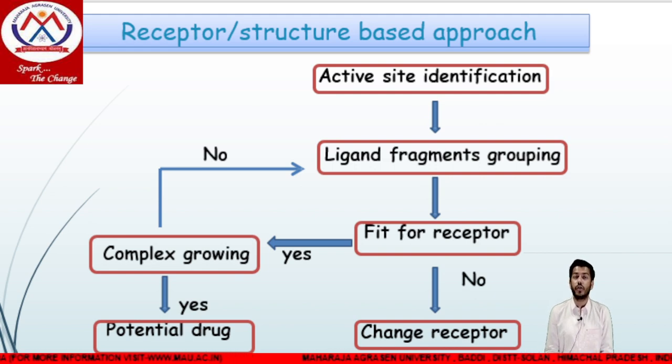If the complex growing is not successful, then there is a problem in the ligands. The active site is okay, but there is a problem in the ligand. If the complex gives negative results, we will find out what the problem in the ligand is, then verify and clarify the ligands. Then we make changes in the ligand, changing the groups, and after that we fit it in the receptor. If it does not fit in the receptor, then we change the receptor.